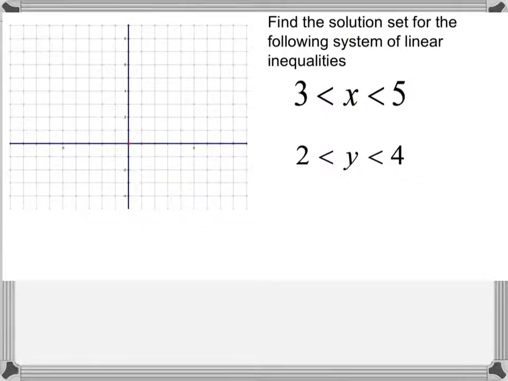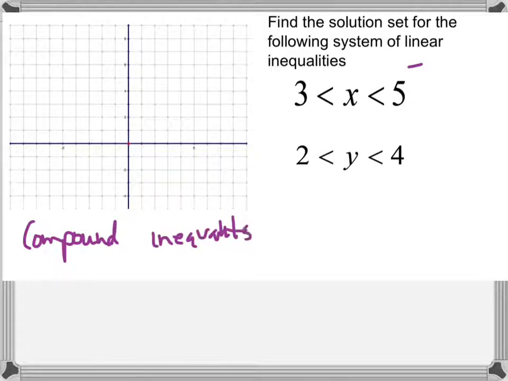Okay, question number 2, find the solution for the system of inequalities. So this is called a compound. These are called compound inequalities because they're bounded on both sides. So they're bounded above and below.